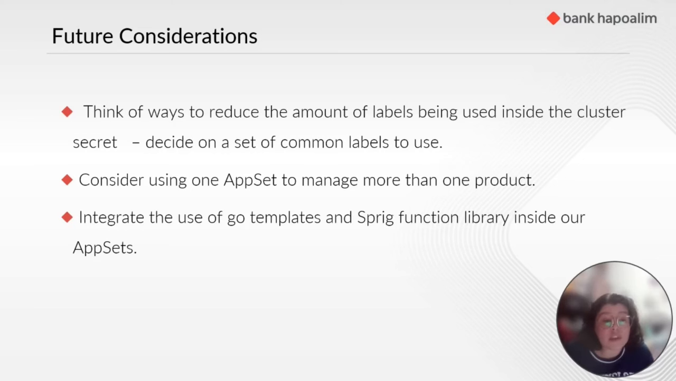Integrate the use of Go template and Sprig function library inside our appset. The Go templates were in existence even at the start of application set, and we actually tried to use them, but it also didn't work quite well. But maybe also now is the time to use them. And the Sprig function library actually gives us the ability to even code a bit inside our application set, to use conditions and so on.